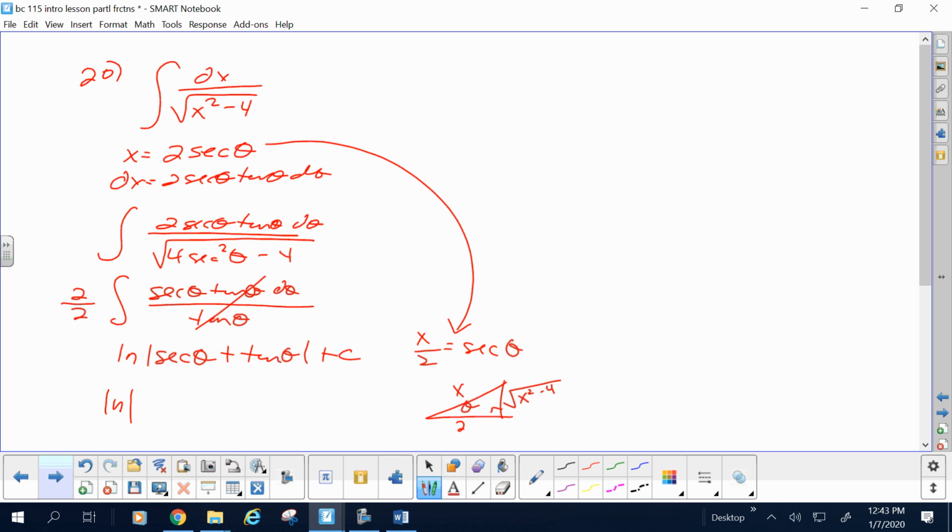Now we're ready to sub in for anything. Secant, you don't really have to look at your triangle. You can see secant is x over 2. But the tangent, the triangle helps to get tangent. Tangent is the square root of x squared minus 4, over 2.